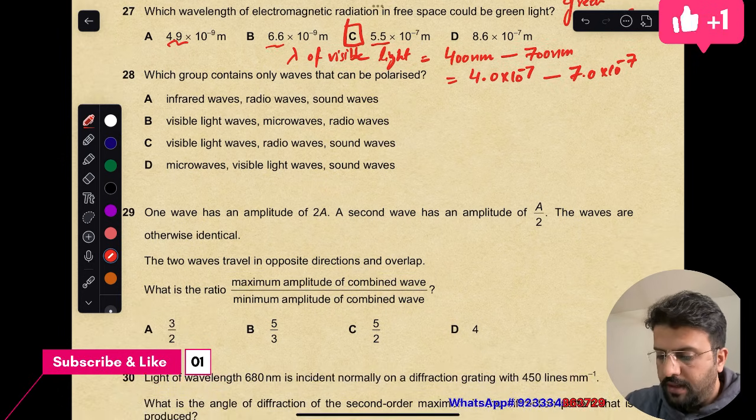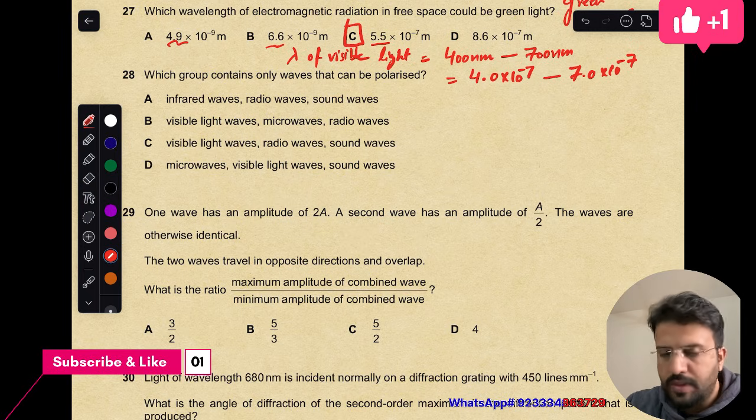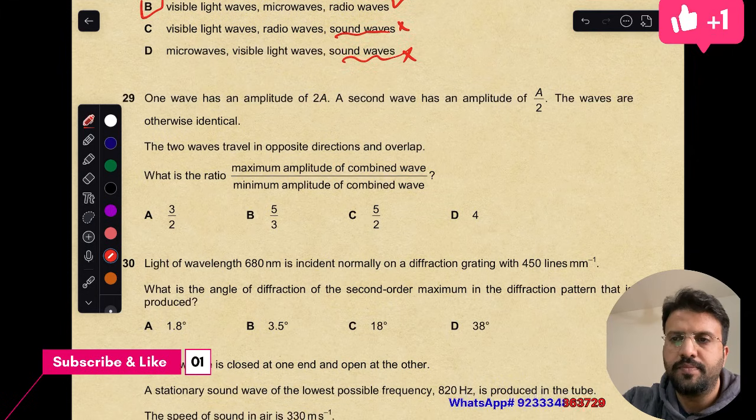Okay, which group contains only waves that can be polarized? You have to keep in mind, transverse waves can only be polarized, longitudinal waves will not. We can't polarize the longitudinal waves, so this is not the option because sound is longitudinal. This is not the option, this is not the option. You are only left with option B. B is correct.